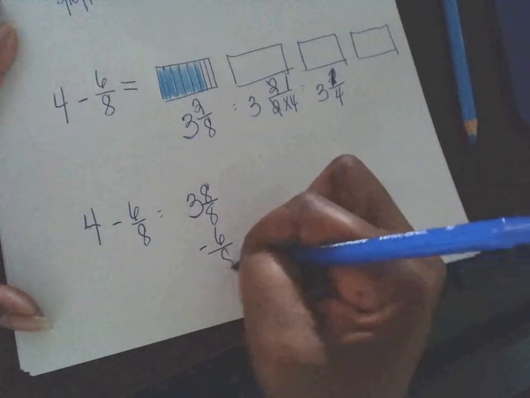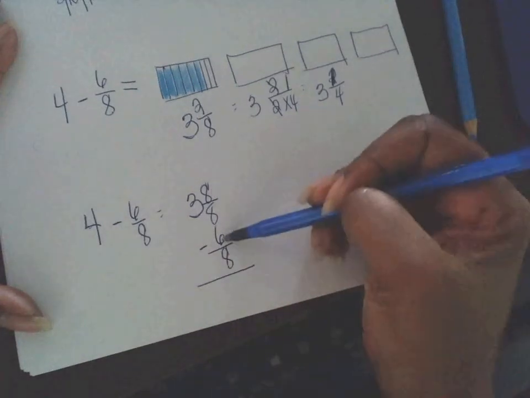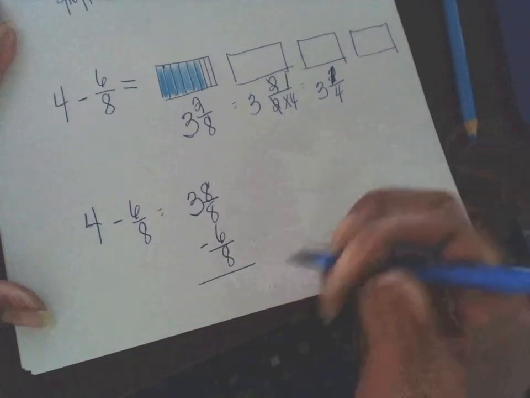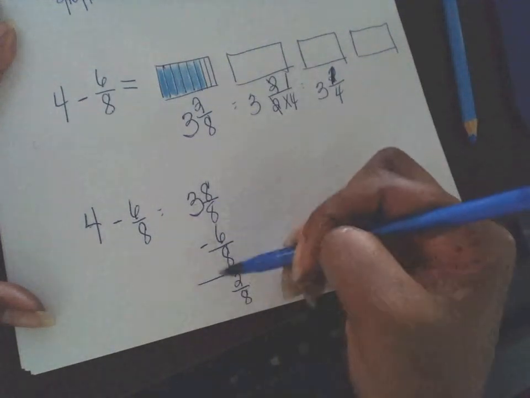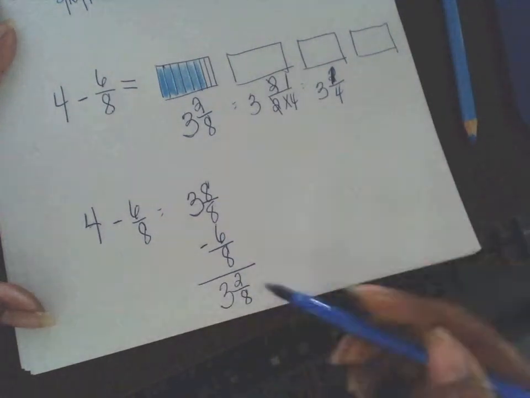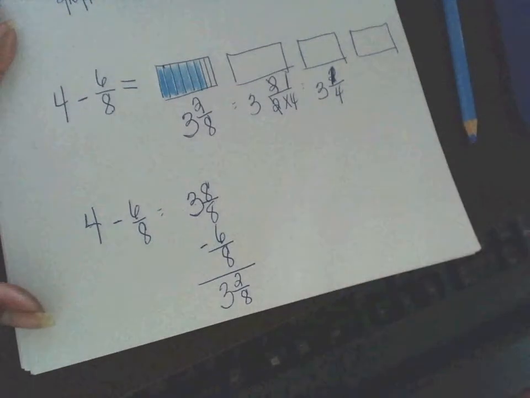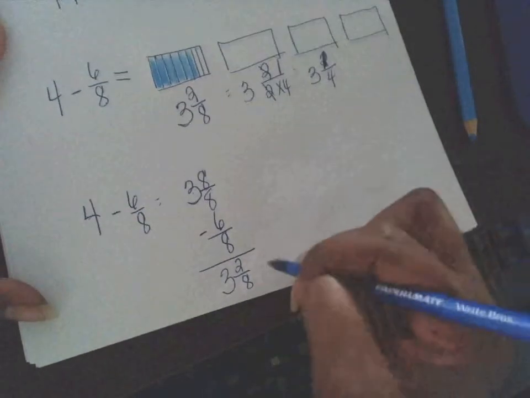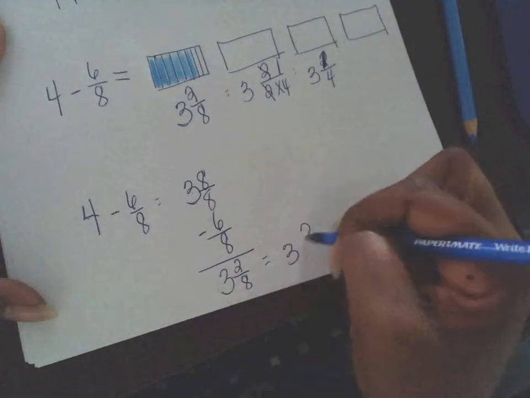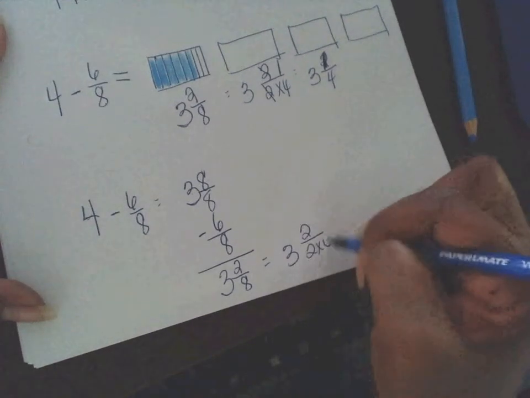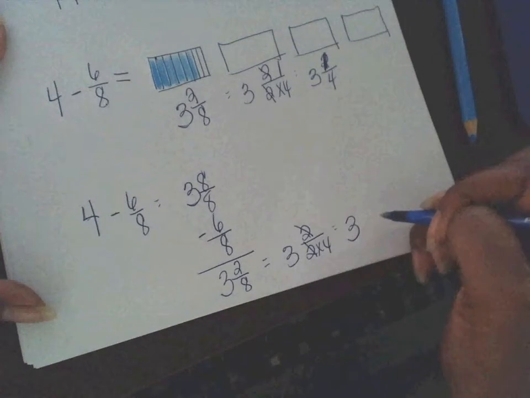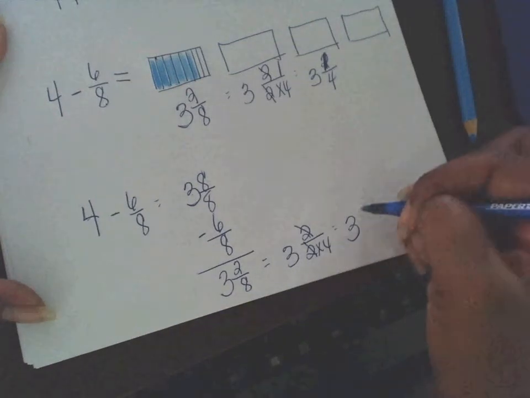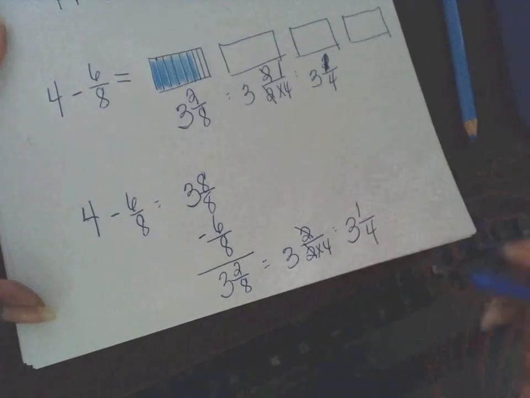Now I'm going to subtract my 6/8. 8 take away 6, 2. And then your denominator stays the same. 3, subtract nothing, it's just 3. We got the same answer both times. And then you would just reduce it the same way. And then 2, and then 2 times 4. Scratch out the 2 because we're basically reducing by dividing out that 2. So we got the same answer.